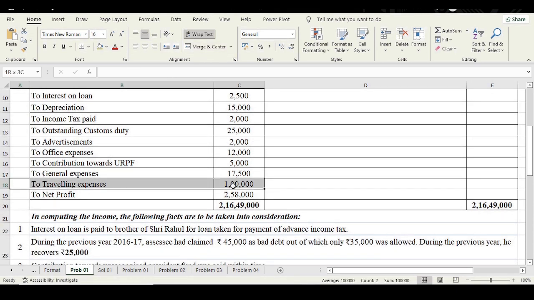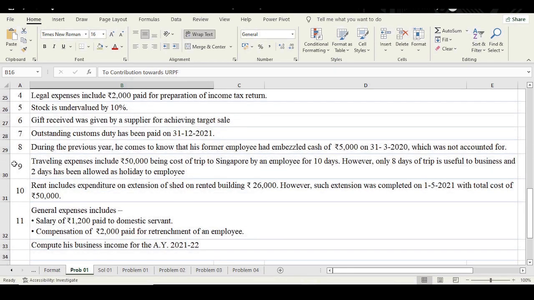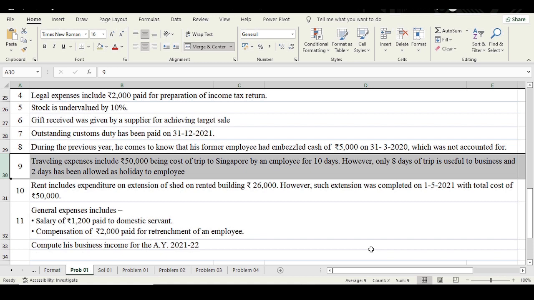Next, traveling expenses. So traveling expenses, definitely any expenses paid for the employee or employer for traveling for business purposes, is an allowable expenditure. So whether there is any adjustment relating to traveling expenses. Ninth adjustment. Traveling expenses include rupees 50,000 being cost of the trip to Singapore by an employee for 10 days. Okay, so 50,000 was given to the employee for business trip to Singapore for 10 days. However, only 8 days of trip is useful to business and 2 days has been allowed as holiday to employee. Now, even though it looks as if it is not related to the business, it is an allowable expenditure.